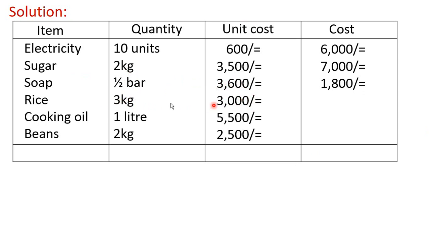Then we shall have the rice, 3,000, that is the unit cost. So times the 3 gives us 9,000 shillings. And then a liter of cooking oil is 5,500. So times 1, that will give us 5,500. And then the beans is 2,500 per kilo. So times 2, the cost of beans there will be 5,000.